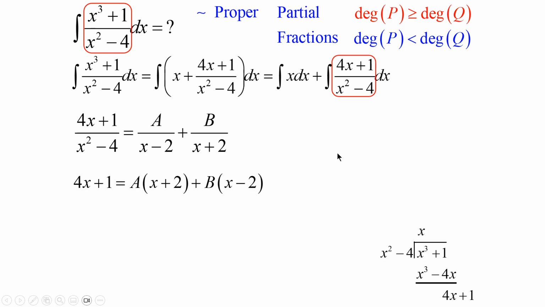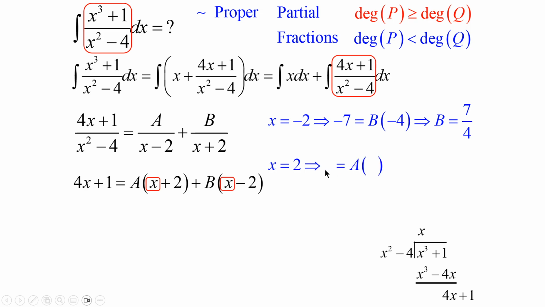All right. Now, let's go ahead and pick an x. How about we go x equals, oh, I don't know, negative 2. So I've got negative 8 plus 1 is negative 7 equals, gone, negative 4b. So b is 7 over 4. Okay, let's go x equals positive 2. So that's going to be a 9 equals a times, and positive, that'd be a 4a. So a is 9 over 4. And we're ready to go.